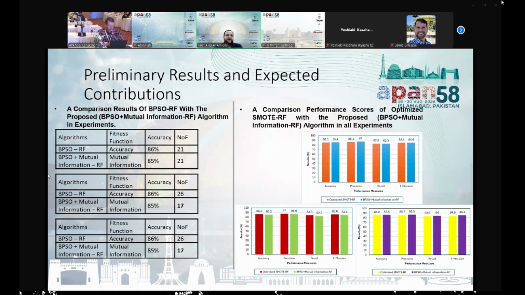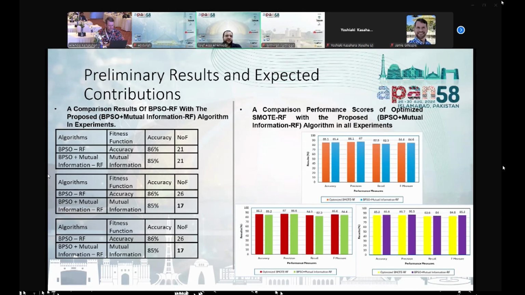In terms of accuracy, we can see overall in all experiments we have comparative results between the existing work, which is the binary BSO algorithm, and the proposed technique, which is the binary BSO algorithm with the mutual information plus the random forest model. Here the fitness function in the proposed technique is the mutual information. So after the algorithm evaluates and obtains the optimal solution, we also use the random forest algorithm to evaluate the optimal subset of features, but only in the last stage. So we can see here we have two random forest algorithms.